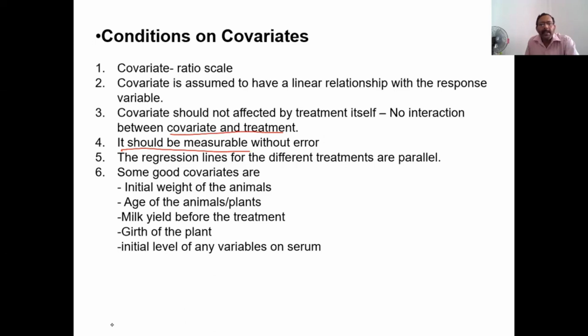Next one, the regression lines for the different treatments are parallel. That we will talk about later. What do you mean by that? The responses are parallel for each treatment, that we will see tomorrow. And some good covariates in the experiments, in different fields, are the initial body weight of the animal. Right? Initial body weight of the animal.